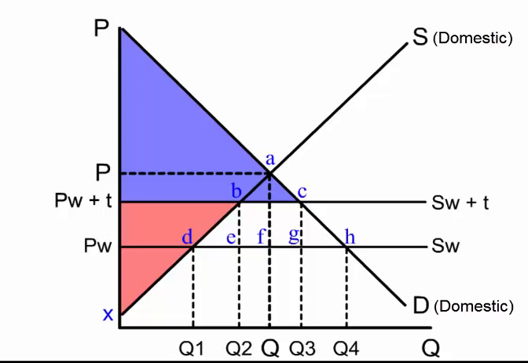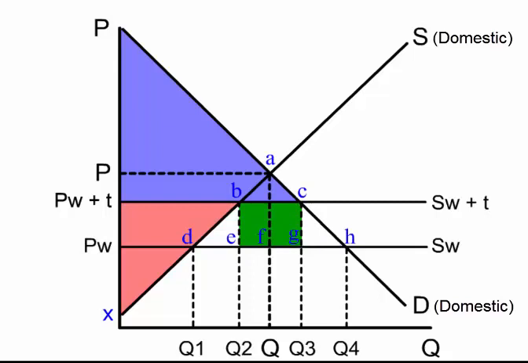What does the government get from this? The government gets the tariff. And because the tariff is only placed on imported goods, the tariff is only placed on products from Q3 to Q2. And so this area is the area of government tax revenue, EBCG.